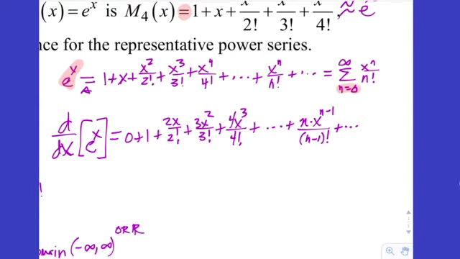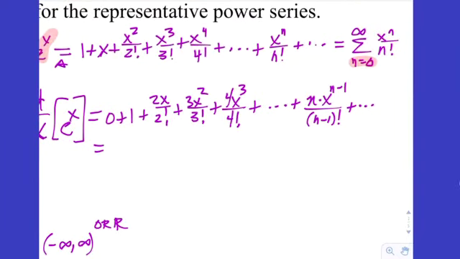Okay? And we'll be doing that in the next section or later on in this one. Now let's simplify. 0 plus 1 is 1. 2x over 2 factorial, that's just x. 3x squared over 3 factorial is just x squared over 2 factorial. 4x cubed over 4 factorial is just x cubed over 3 factorial.